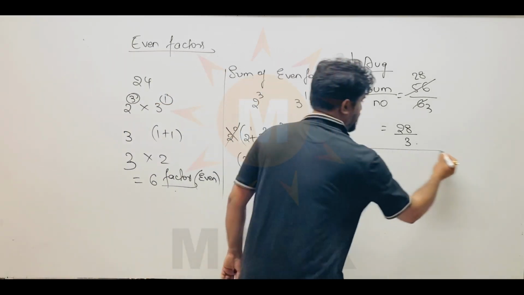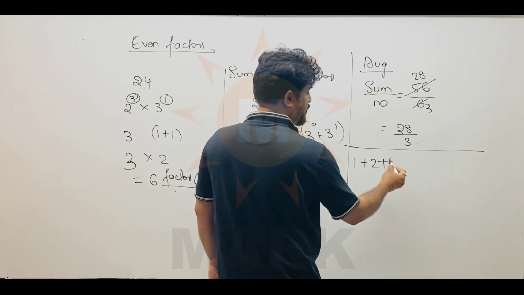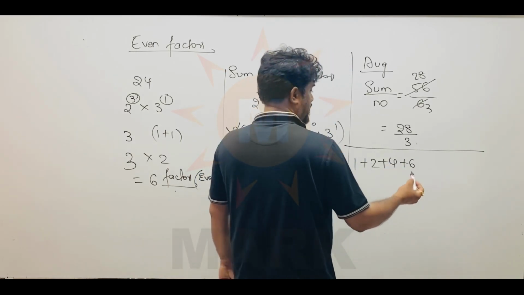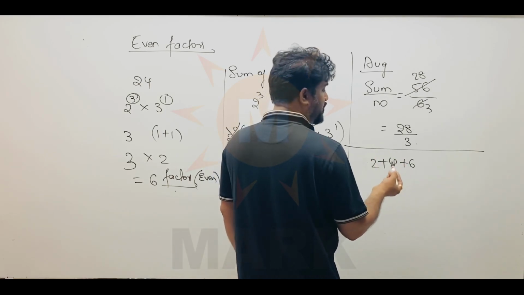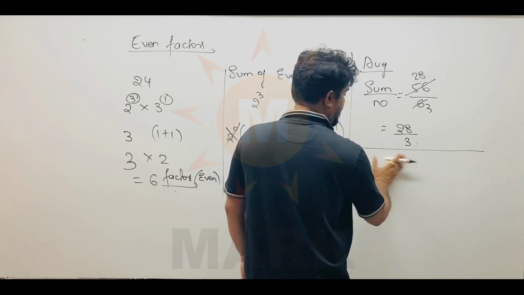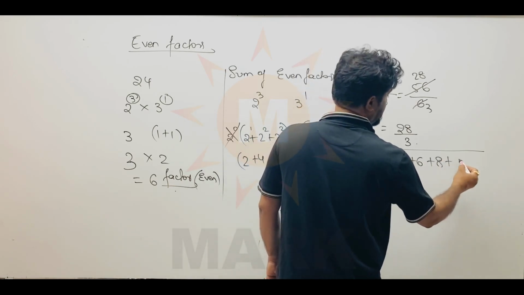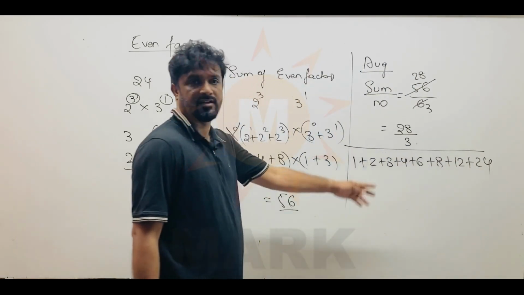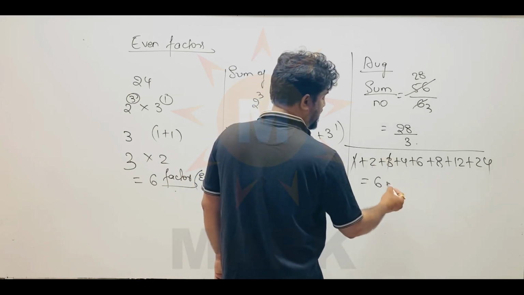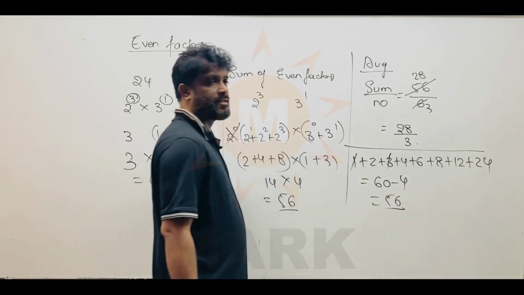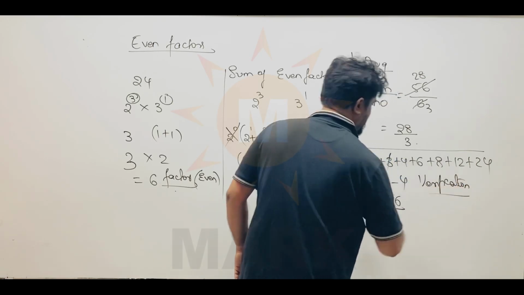The sum we will verify if you want. For verification of the sum, 1, 2, 3: 1 is an odd number, so I am not counting it, and 3 is also odd, so it is gone. I will write all the factors of 24: 1 plus 2 plus 3 plus 4 plus 6 plus 8 plus 12 plus 24. Since I am taking only even numbers, I am not taking 1 and 3. So 60 minus 4 is 56. This is the verification I am doing.